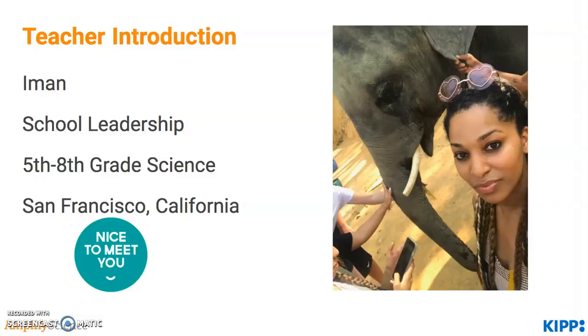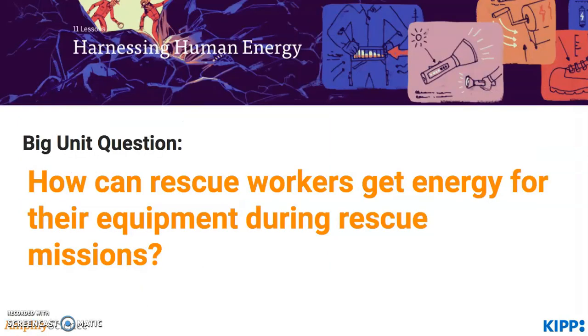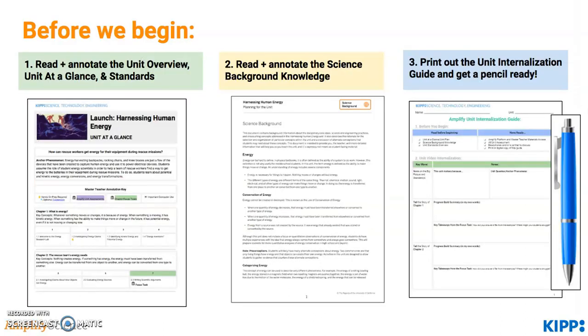My name is Iman. I'm currently in school leadership and a former 5th through 8th grade science teacher here in sunny San Francisco, California. In this unit, students assume the role of energy scientists and take on this question: How can rescue workers get energy for their equipment during rescue missions? Before we begin, go ahead and take out the following 3 items.